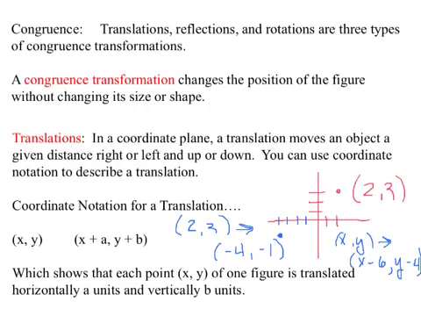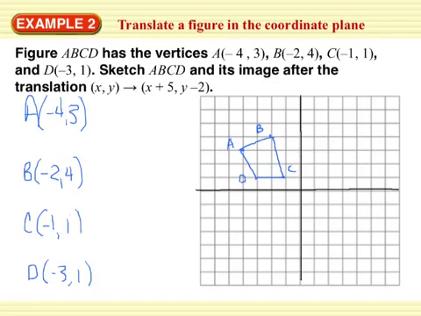It shows that each point, which is (x, y), of one figure is translated horizontally a units and vertically b units. Example, figure ABCD has those vertices. Sketch ABCD and its image after the translation (x plus 5, y minus 2). Now I've already sketched ABCD in there for you, so let's just do x plus 5, -4 plus 5 is 1, and y minus 2. 3 minus 2 is 1. So I'm going to sketch that point.